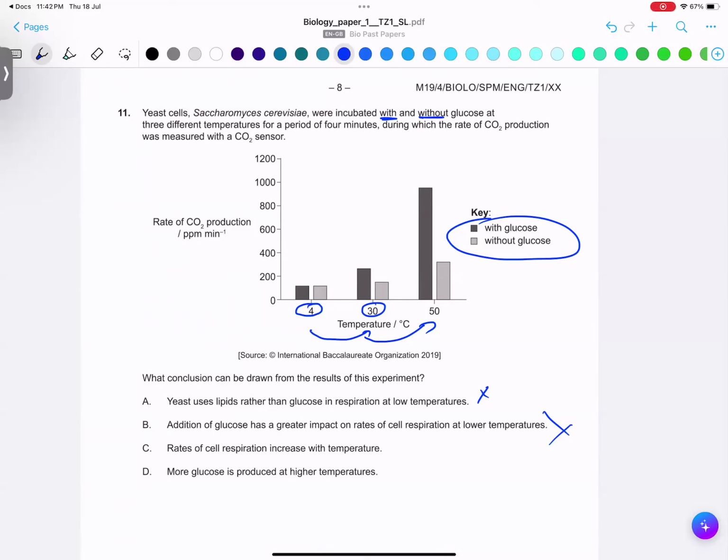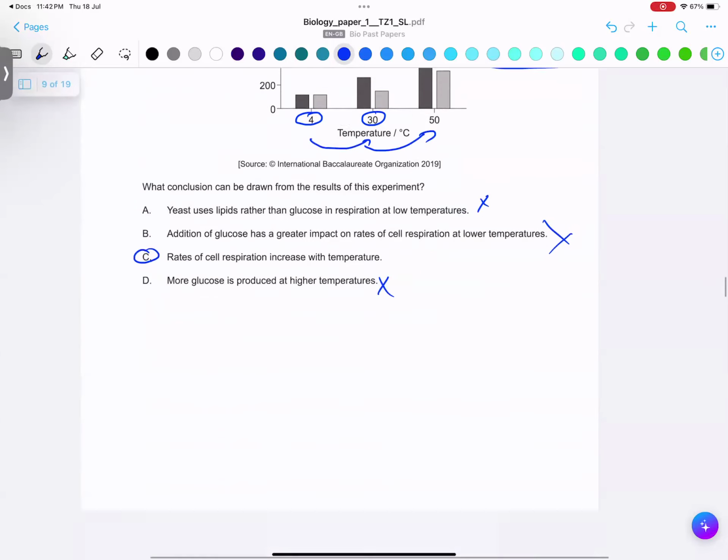Rate of cell respiration increases with temperature, that is true, because we can just tell that they increase as the temperature increases in all, with and without glucose, so that is true. More glucose is produced at higher temperature, so not really, that's not the answer, because they're talking about the actual rate of CO2 production, so it's C.